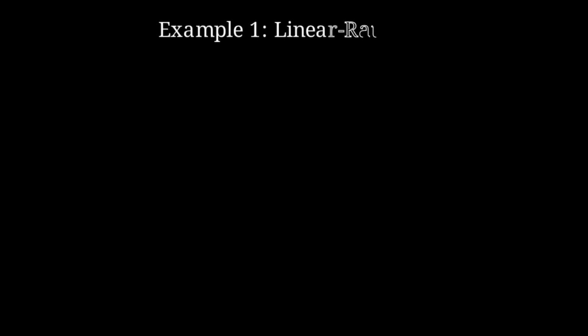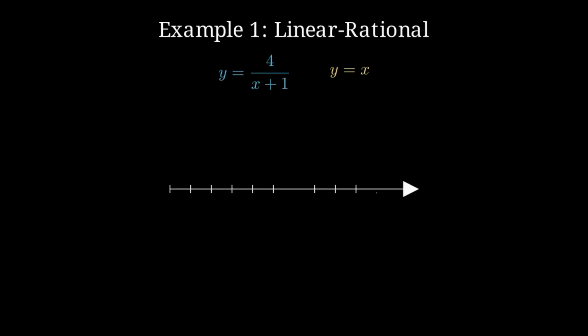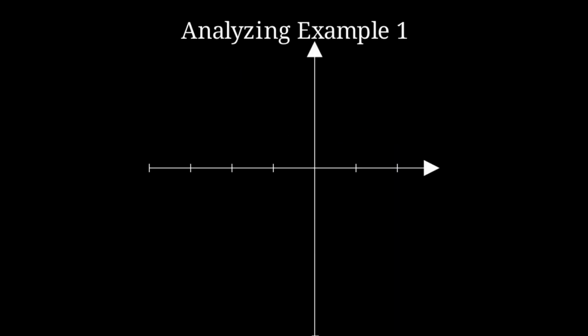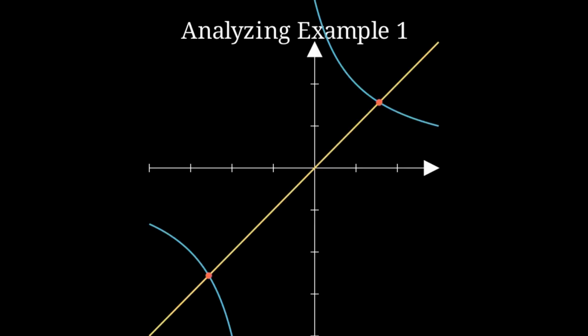Let's try a practical example. We want to solve the system where y equals 4 over x plus 1 and y equals x. By looking at the graph, we can see the line cuts through both branches of the hyperbola. By clicking the intersection points, Desmos reveals our solutions. In this case, we have two distinct points. Notice how the x and y values are equal because our second equation was simply y equals x.